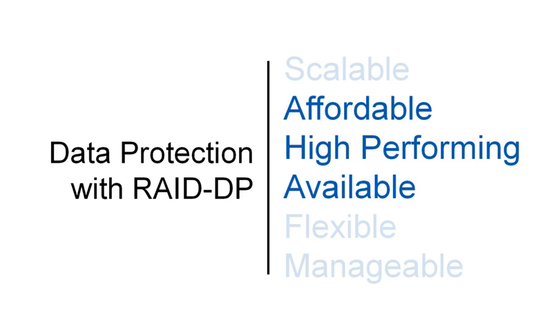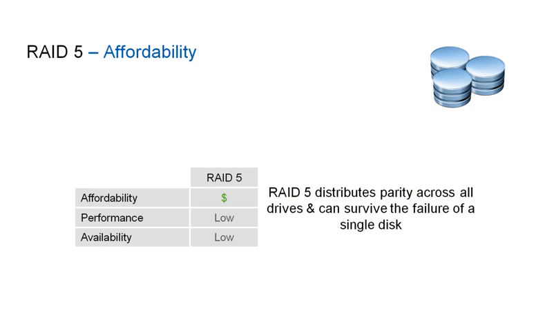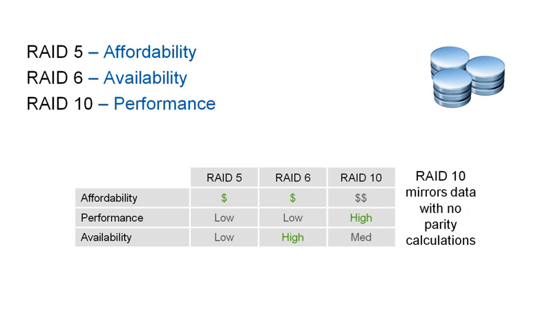Now let's talk about data protection with RAID DP. Not all RAID schemes are created equal. RAID 5 is very affordable, but lacks in performance and availability. RAID 6 is affordable and highly available, but lacks in performance due to double parity calculations across all disks. RAID 10 is surely better performing than RAID 5 and 6, but is twice as expensive as RAID 5 and not as reliable as RAID 6.